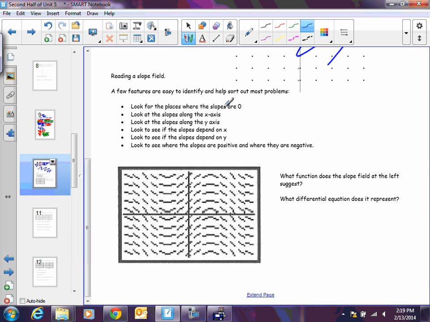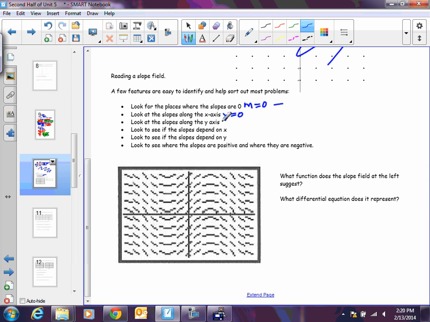You're going to look for places where the slopes are 0. We did that, right? And that's nice because it causes little horizontal lines. And so on this one, we can see there's lots of places where the slope's 0. Why would looking at slopes along the x-axis be nice? What's true about everywhere on the x-axis? Y is 0. And so there's commonality there. So it could be that it creates the same number each time, or it makes it easier to compute.